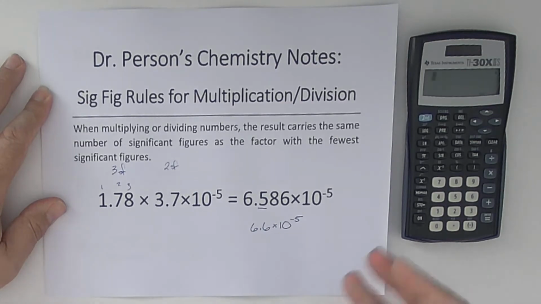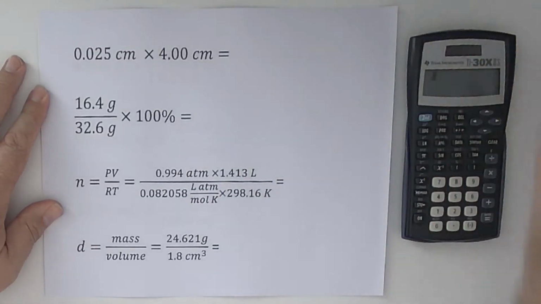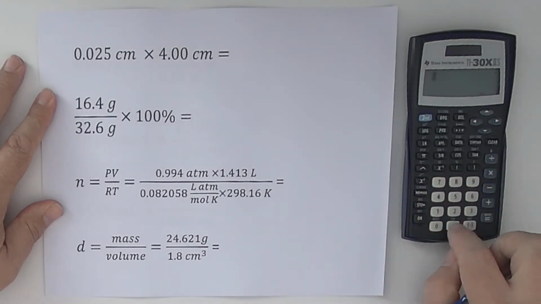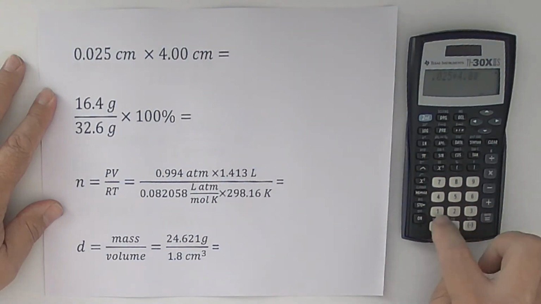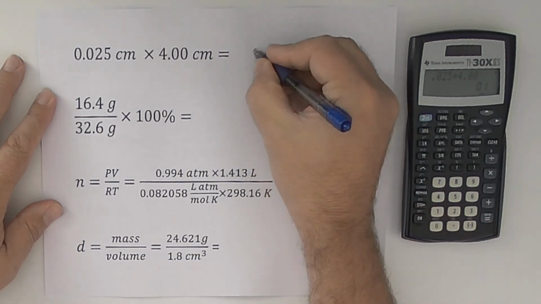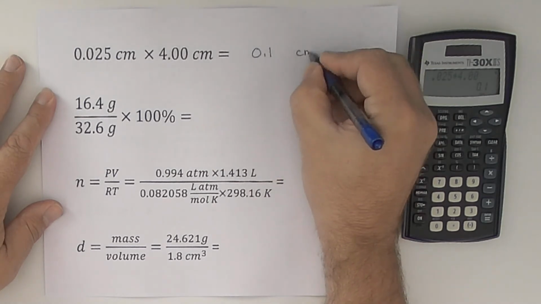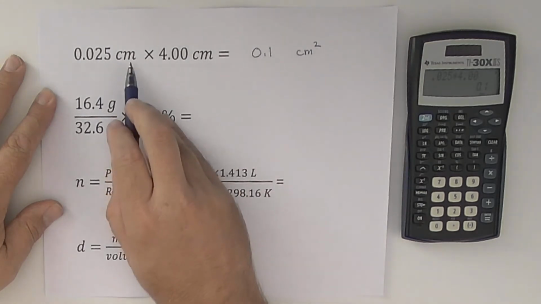So this is a relatively straightforward rule. Let's go ahead and do some practice. Okay, in this first case, I'll take my calculator, I'll type in 0.025, multiply by 4.00. You don't need to type in trailing zeros when you're putting numbers into your calculator. It will drop them anyway. And I get 0.1 in the calculator. The units would be centimeters squared. Centimeters times centimeters is centimeters squared.